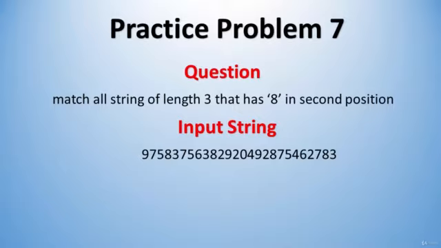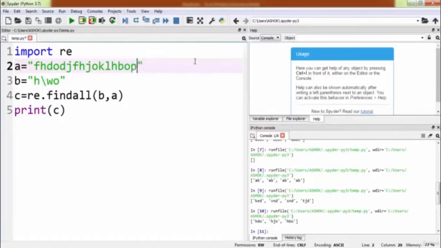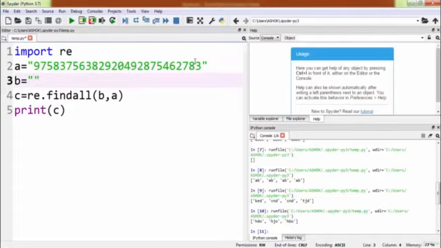And the next question is, we must match all the strings of length 3 that have 8 in the second position. So since the input contains digits, first slash d will match any digit and the second position should be 8, followed by slash d, that means it will match any other digit.